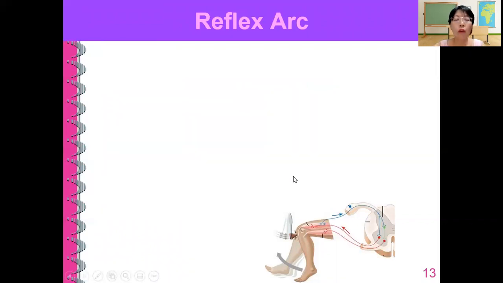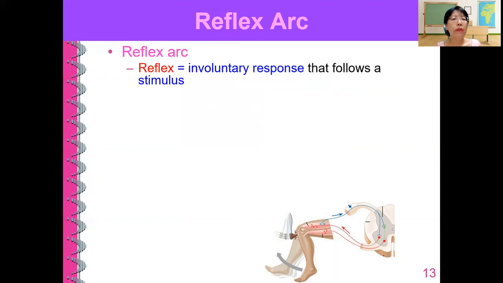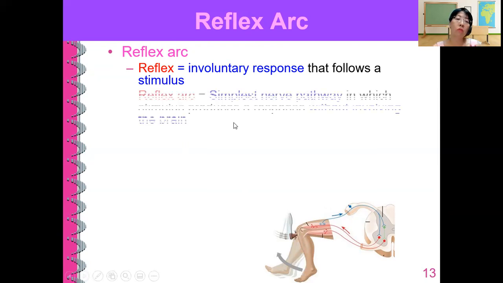Reflex arc, for you to learn the neurons that are involved in a reflex arc. Now what is a reflex arc? The word reflex stands for an involuntary response that follows a stimulus. For example, the stimulus here is I take a hammer and I gently hit your knee. I very quickly but gently hit your knee. So the moment I hit the right spot, the response is your leg will push upwards without you needing to think and do that. So this is called reflex, an involuntary response that follows a stimulus.